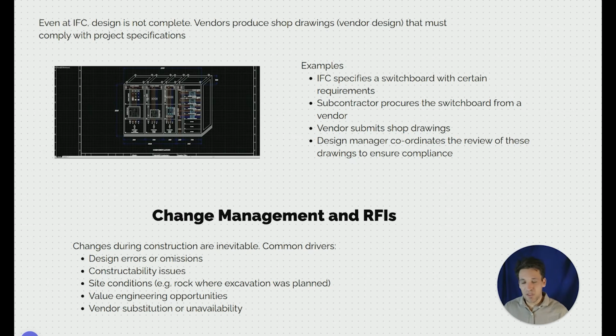For example, maybe there's a lot of rock in the ground and we want to raise an RFI to do a shallower trench. There might be value engineering opportunities that are picked up, cheaper, smarter ways to do things that we want to request to implement. And in some instances, maybe a vendor might not be available and we want to substitute another vendor. So these changes will occur on a project. The goal of effective design management is to minimize them or identify them as early as possible. But the reality is any project you work on, there will be RFIs that need to be raised.